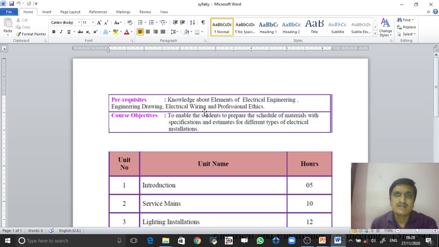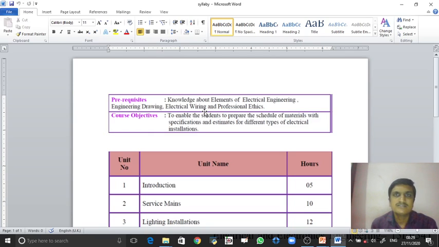What are the objectives of this subject? After completion of studying this subject, one should be able to prepare the schedule of materials, specifications of materials and estimation of the complete work.